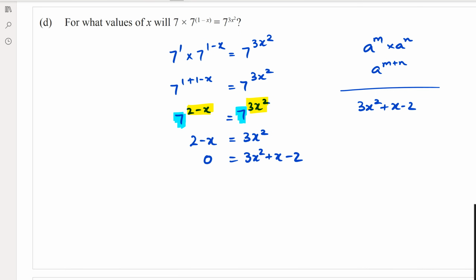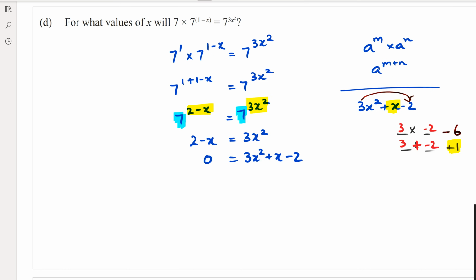then what you have is, we do 3 times negative 2, which is negative 6. So we're looking for two numbers that multiply to negative 6 and add up to plus 1. The plus 1 is because from here, nice and small numbers to work with this time. So we can actually say 3 times negative 2.